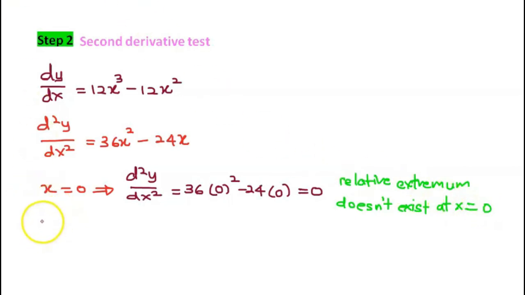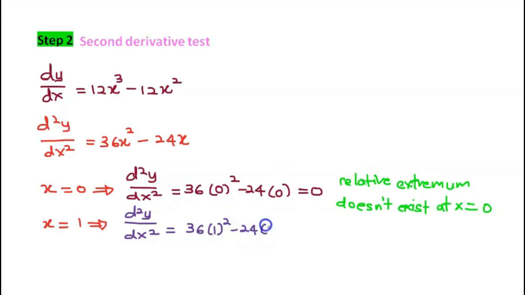Now we continue the process for the second critical number, which is x equals 1. For x equals 1, the second derivative value d2y over dx square is 36 times 1 square minus 24 times 1, which is 12. And we observe this value is positive. So when this value is positive, we can make a further conclusion about the stationary point, which involves critical number 1.